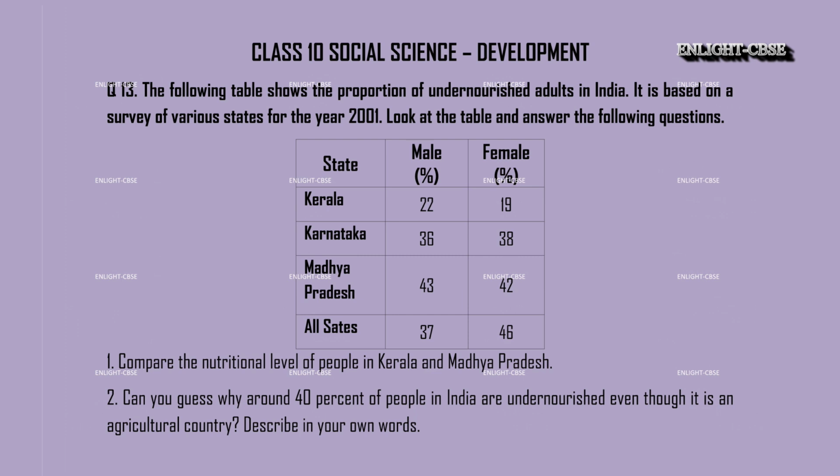Question 13. The following table shows the proportion of undernourished adults in India. It is based on a survey of various states for the year 2001. Look at the table and answer the following questions. 1. Compare the nutritional level of people in Kerala and Madhya Pradesh. 2. Can you guess why around 40% of people in the country are undernourished even though it is an agricultural country? Describe in your own words.